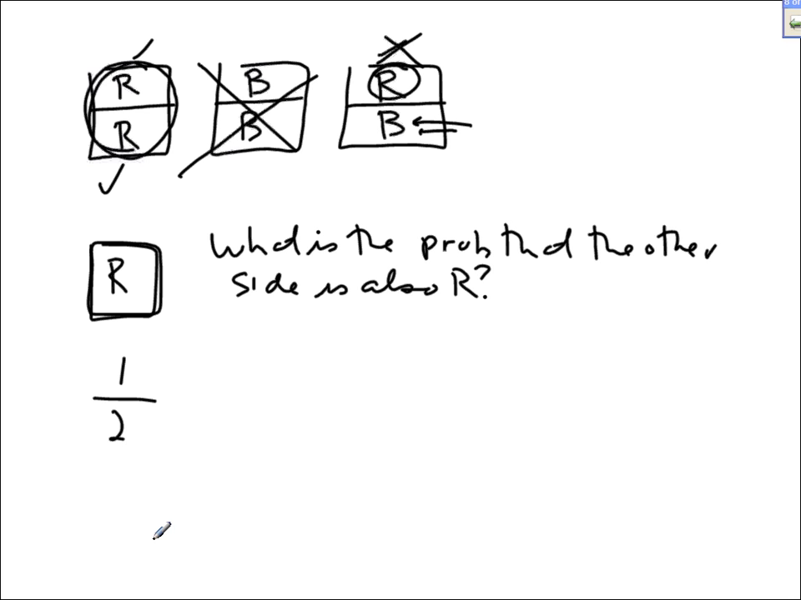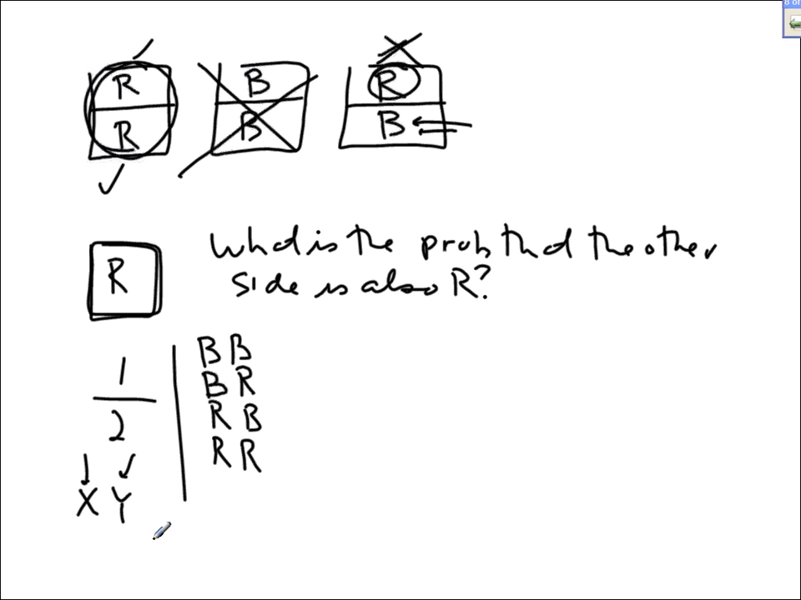Okay, so when I write XY, X will be the color of the front, and Y would be the color of the back. So we either have black, black, we can have black, red, we can have red, black, or we can have red, red. Now, that's the sample size.